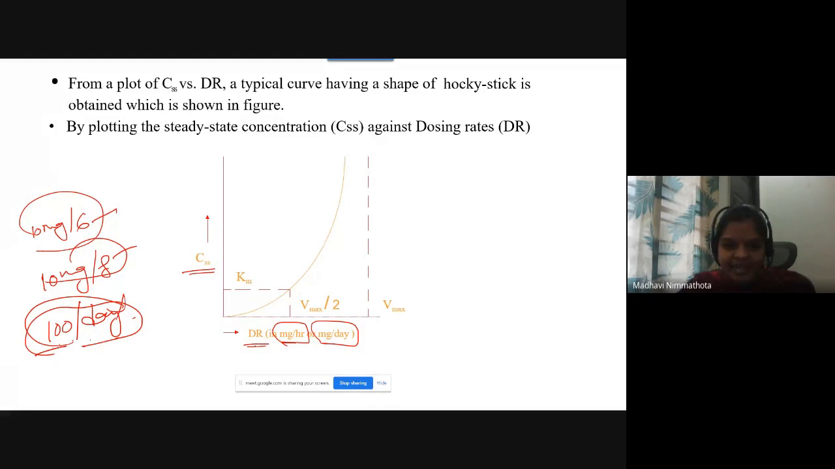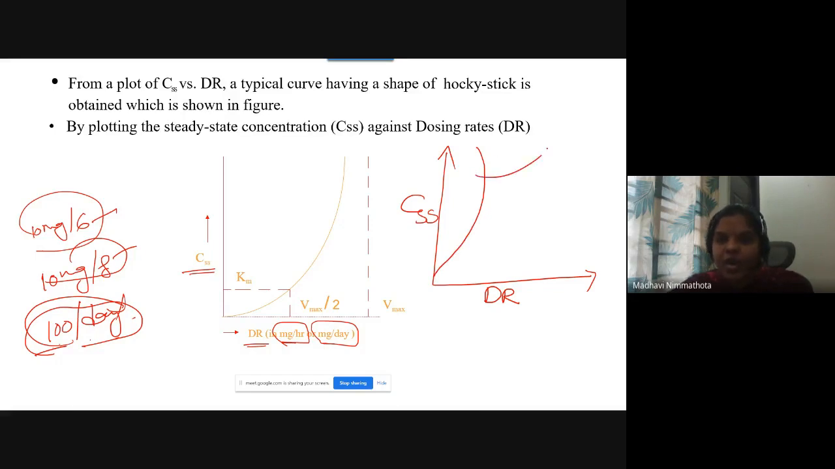That is dosing rates. Here, when you take the plot, on the x-axis, it is very light, so once again I will draw. This is dosing rate and this is plasma drug concentration at steady state. When you plot the graph like this, you can get a curve like this. This is looking like a hockey stick, and this joins this axis. And then when you extrapolate this axis, you will get Vmax by 2.